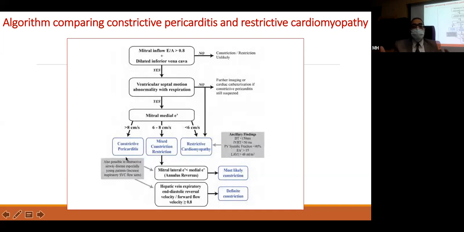But in patients with restrictive cardiomyopathy, both the medial and lateral will be affected. So if it's less than 6, this favors restrictive cardiomyopathy. If it's in between, sometimes it's mixed. Sometimes you need to assess, for example, the hepatic venous flow and see if there is an expiratory reversal of flow, which happens in patients with constrictive pericarditis. Just this slide to highlight the importance of the medial mitral E prime velocity rather than the lateral in patients with constrictive pericarditis.